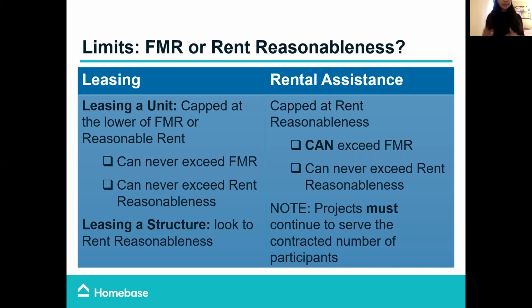If a recipient pays rent beyond FMR for some units in a project, they must ensure that they have sufficient funding, such as program participant rent contributions or lower rents in other areas, that would allow them to continue to serve the contracted number of participants for the remainder of the grant term. Next slide, please.